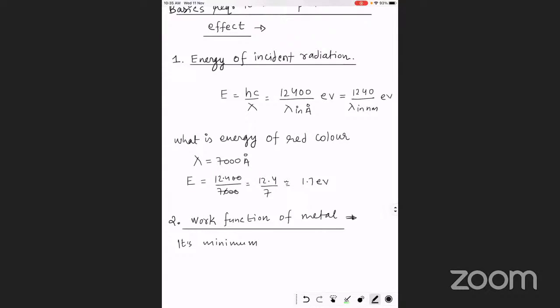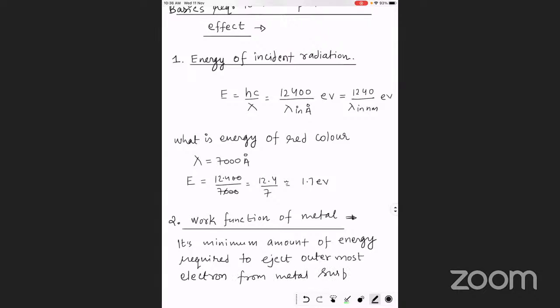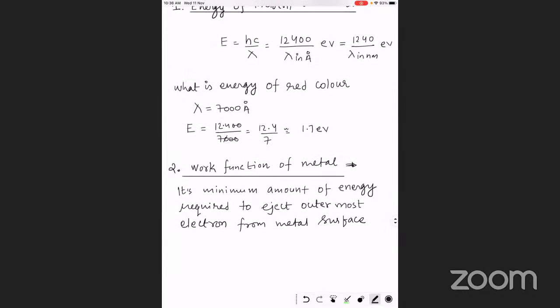Sir, minimum amount of energy required to emit. Correct. It is minimum amount of energy required to eject outermost electron from metal surface. What is work function? Minimum energy required to eject electron from metal surface.